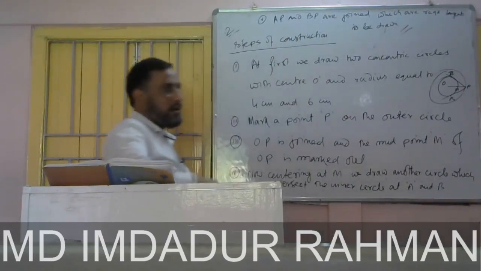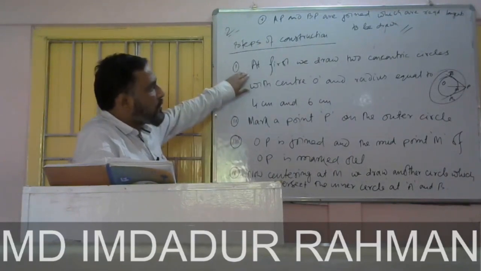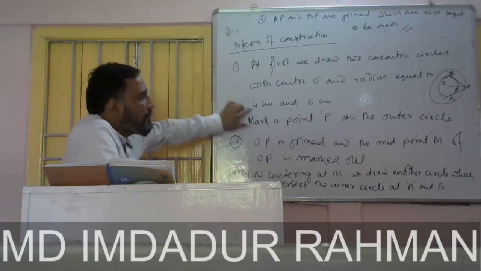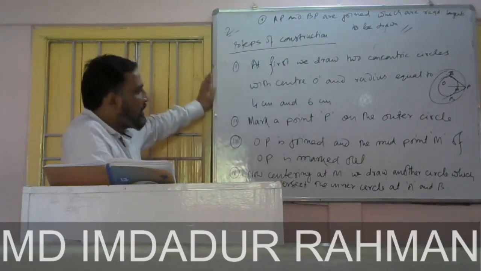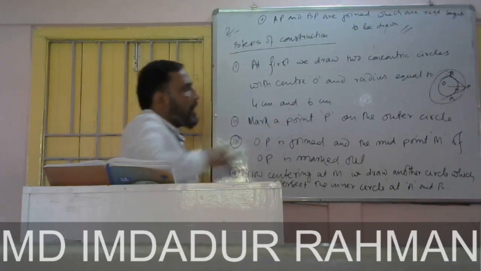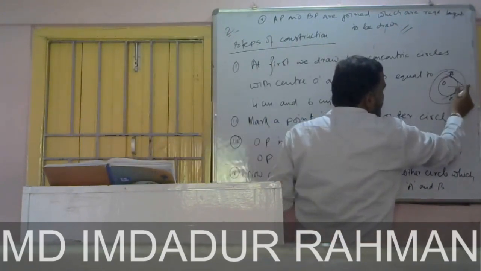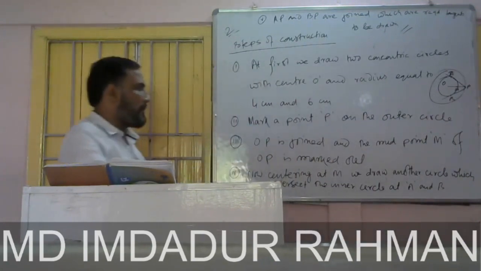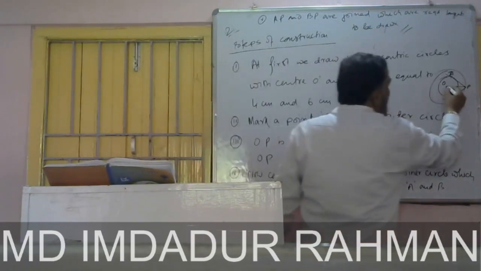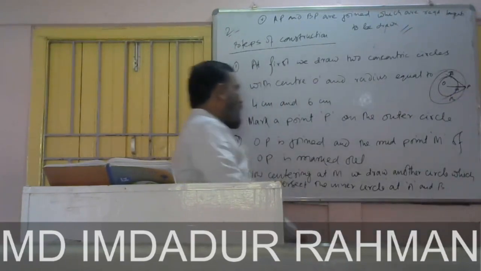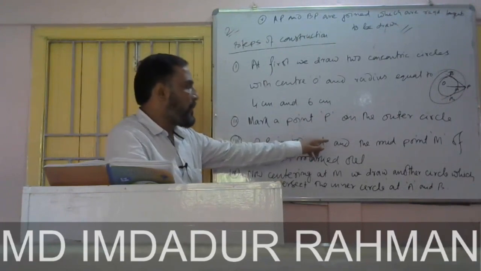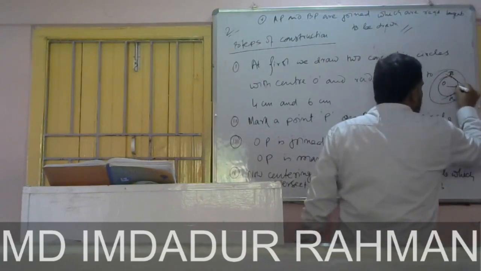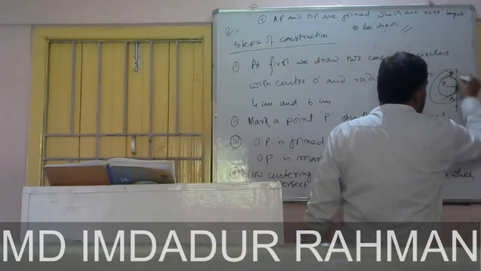You see, I am repeating again. At first we draw two concentric circles with center O and radius equal to 4 centimeter and 6 centimeter. Mark a point P on the outer circle. Like this you will draw two circles, and on the outer circle you will mark a point P. Then you will join OP. OP is joined and the midpoint M of OP is marked out. You will find out the midpoint of this.